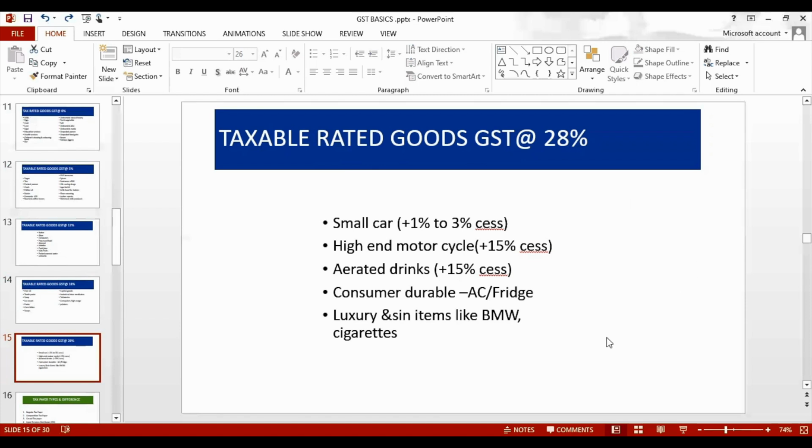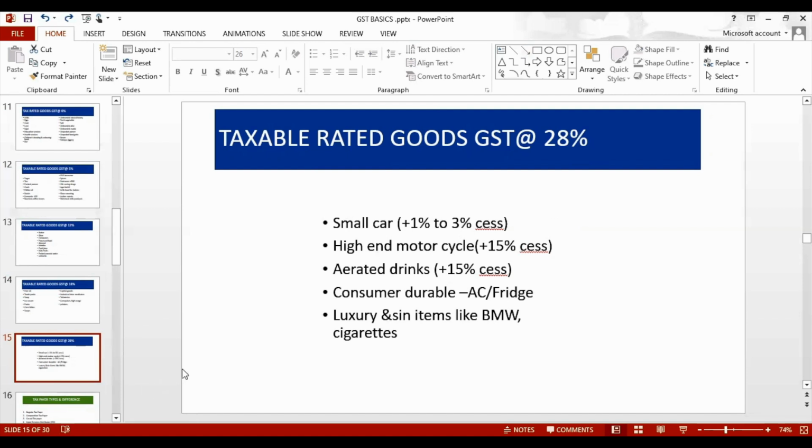I will explain a basic example. AC and fridge are not a need for normal humans. So that is the advantage of taxing them. These are the slab rates, and I have given basic example goods for each slab rate.